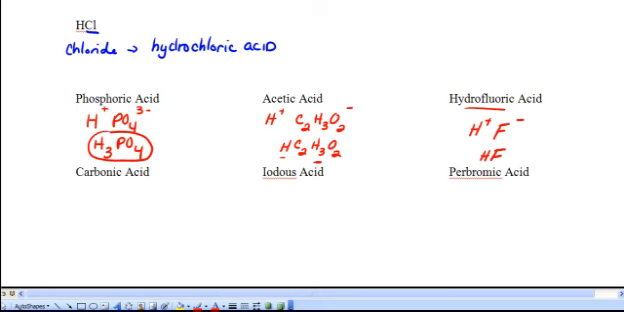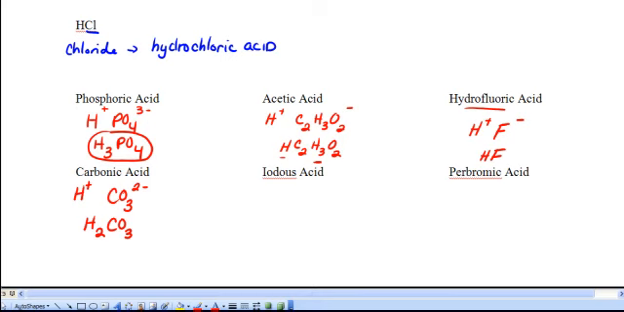Okay, coming down to carbonic acid. Carbonic acid comes from the carbonate ion. Of course, you need to bring in the hydrogens. You're going to need 2 hydrogens to balance the charge, so it's going to be H2CO3, and that's the acid that's in soda pop. Okay, carbonic acid.